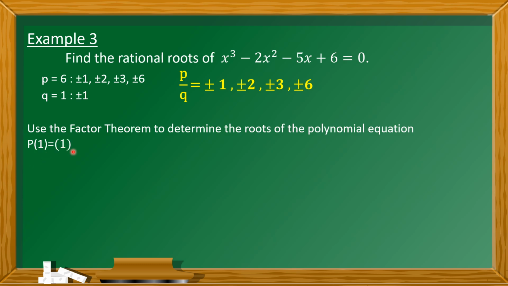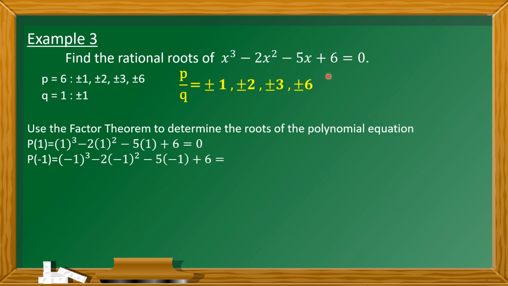For P of 1, we have 1 cubed minus 2 times 1 squared minus 5 times 1 plus 6 equals 0. Next is negative 1. P of negative 1 is equal to negative 1 cubed minus 2 times negative 1 squared minus 5 times negative 1 plus 6 equals 8.